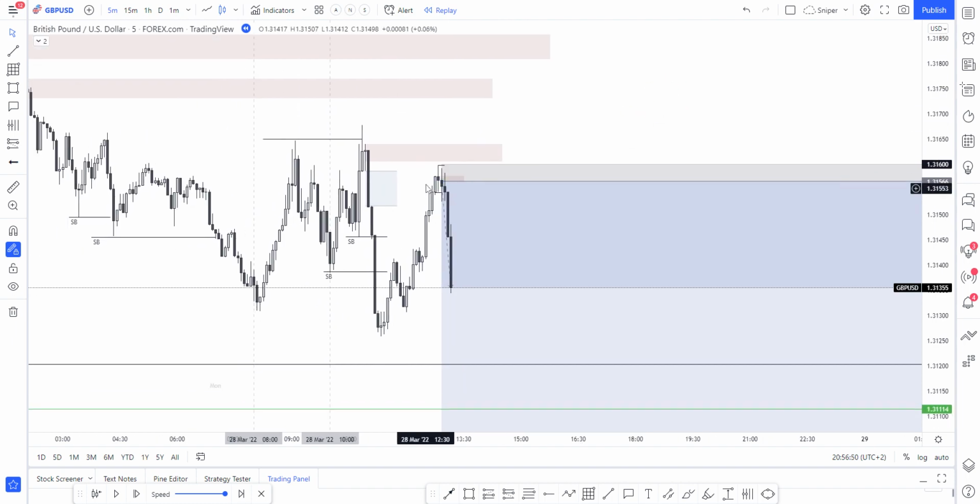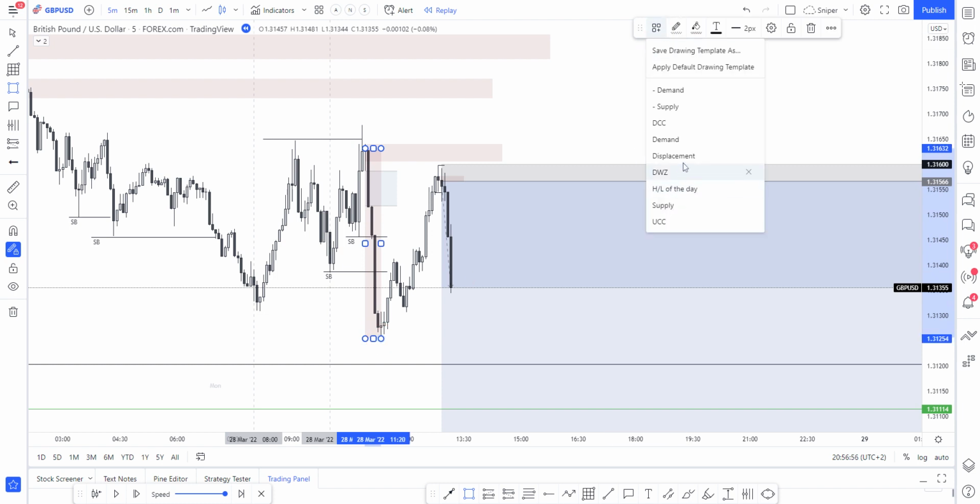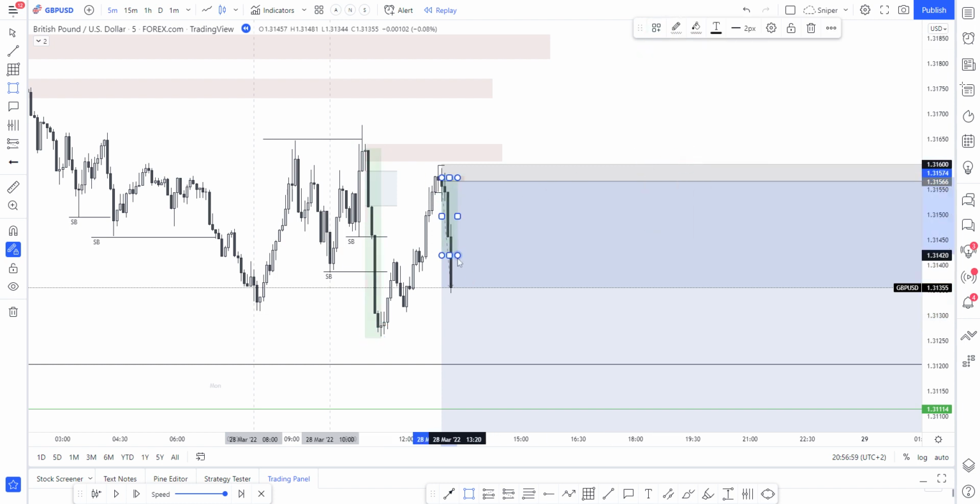This is a very good sign. Now we see a follow-up displacement. So this is very key. There's our first displacement in the direction of the trade that we want to take. Now we see the follow-up displacement. And we want to see this to confirm our trade bias.